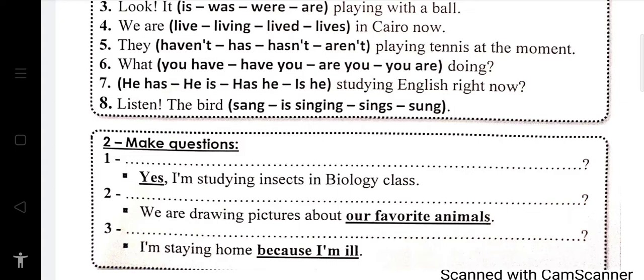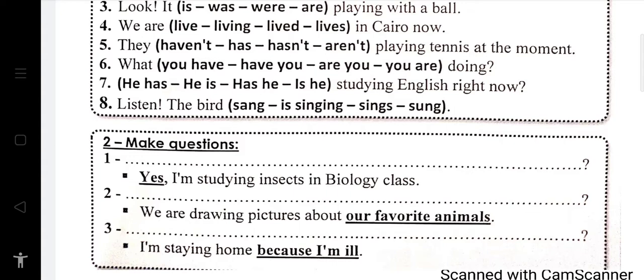We wanted to make a question, so we have to begin with the helping verb, and don't forget that we have to transfer it to you, and you always come with are, so we have to say, are you studying insects in biology class? We are drawing pictures about our favorite animals.